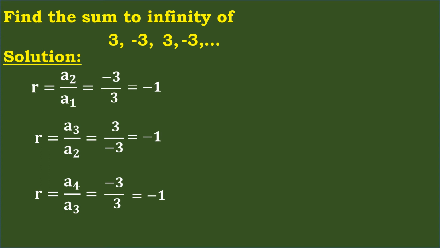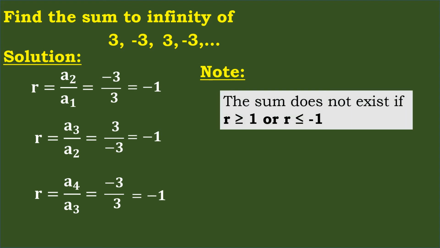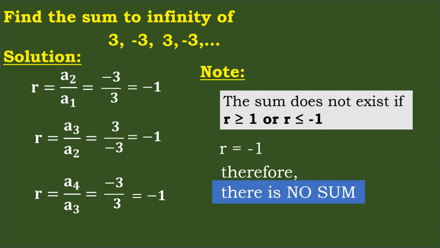Okay, balikan natin yung condition natin kanina. Take note, the sum does not exist if the common ratio is greater than or equal to 1, or the common ratio is less than or equal to negative 1. Alam natin, ang common ratio natin ay equal sa negative 1. So, ano ibig sabihin yan? Therefore, there is no sum or the sum does not exist.